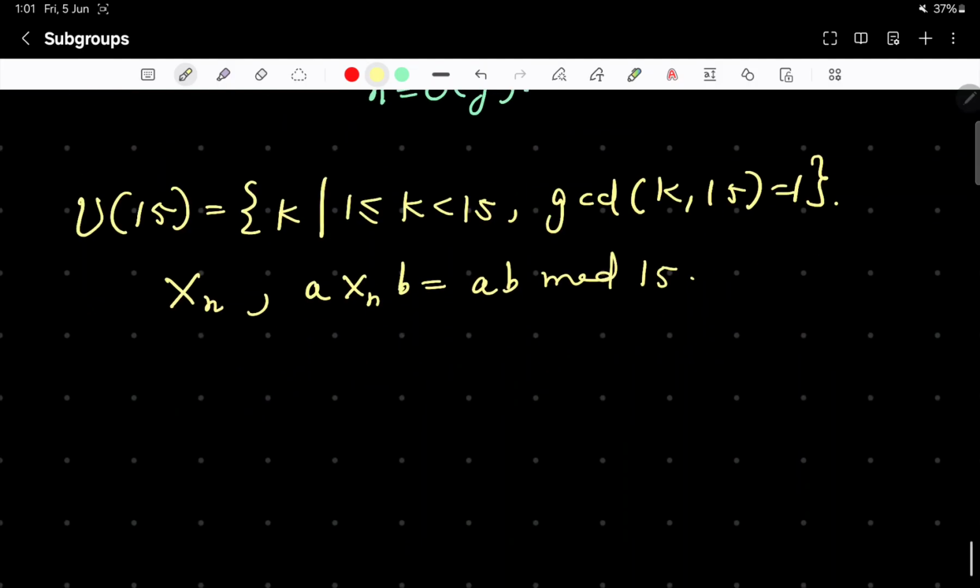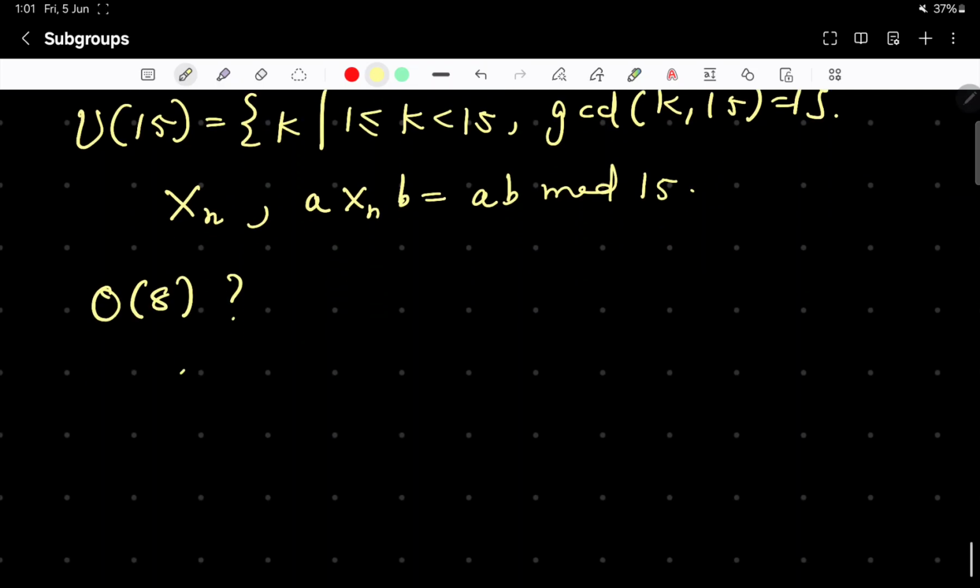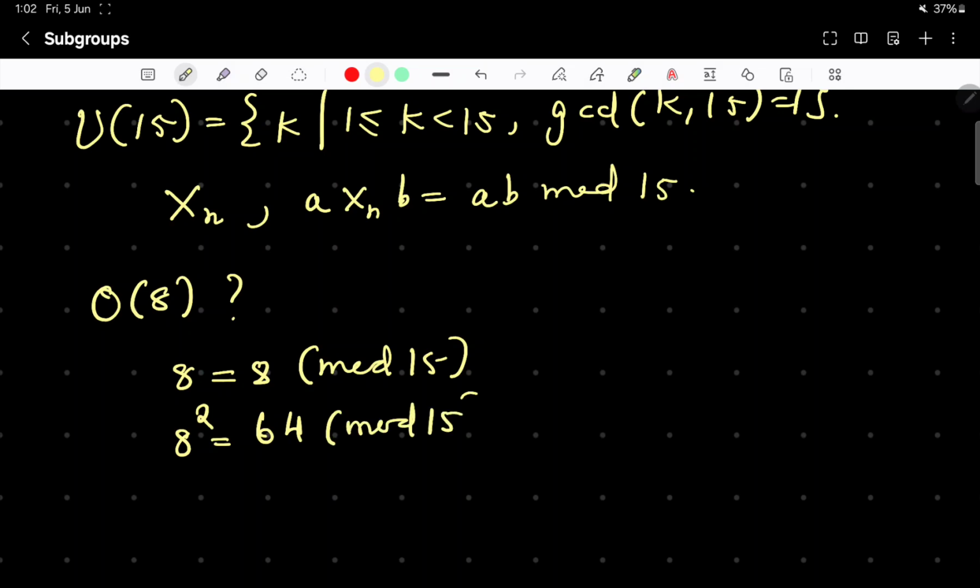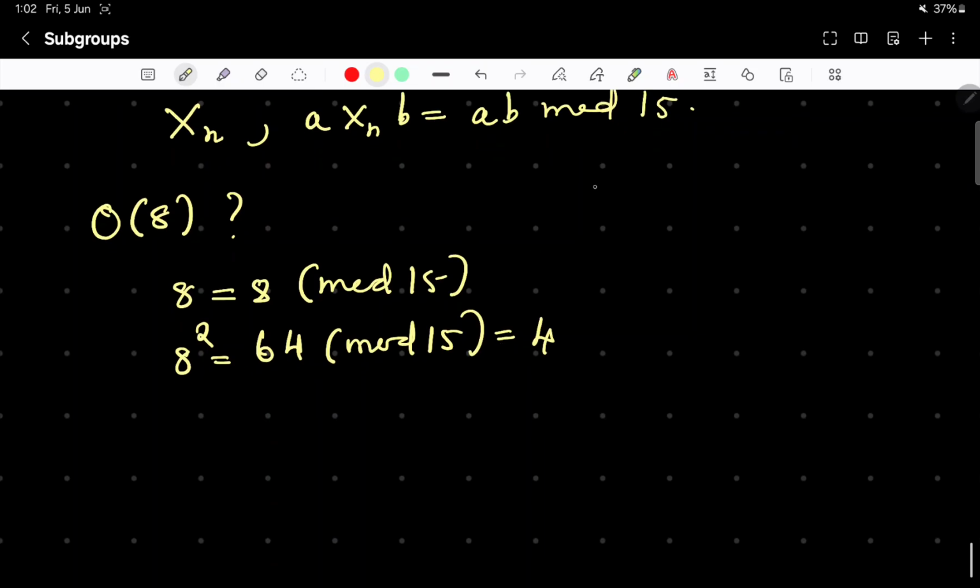Let's see what is the order of 8. Start writing the sequence: 8 is 8 mod 15. Now if you do 8 square, you get 64. 64 mod 15: 4 times 15 goes in, then what you get back is 4. We need to get an n such that 8 raised to n is equal to the identity, which here is 1. So what is this n? That is the question. 8 square is 4.